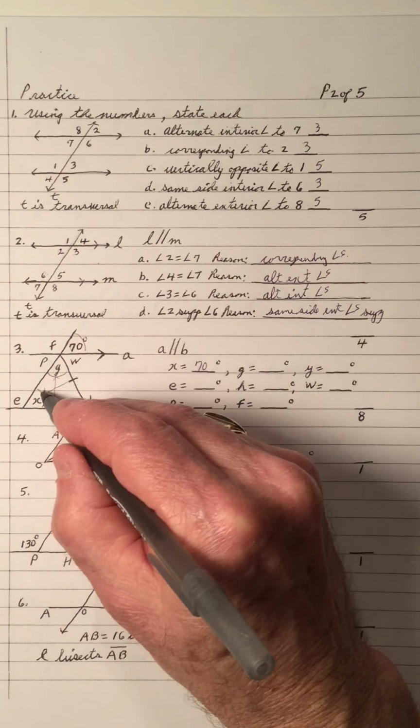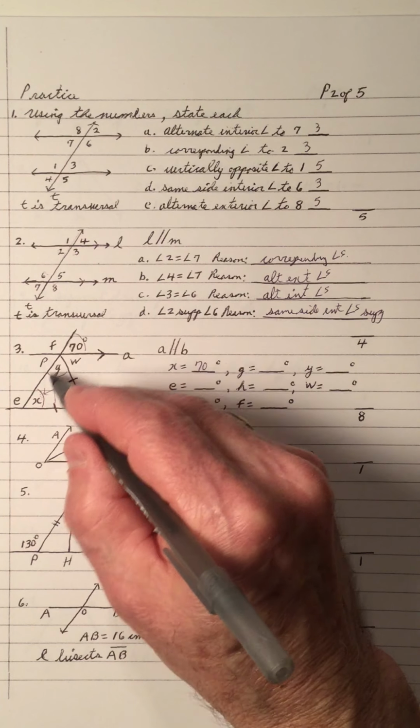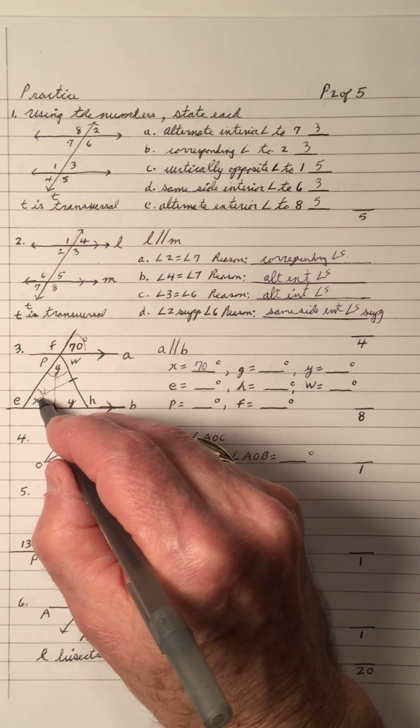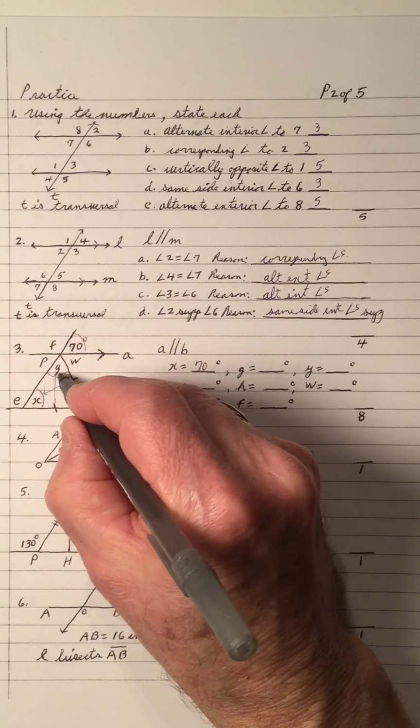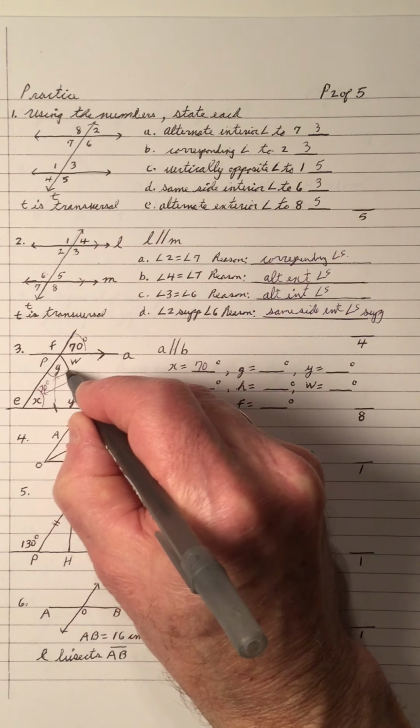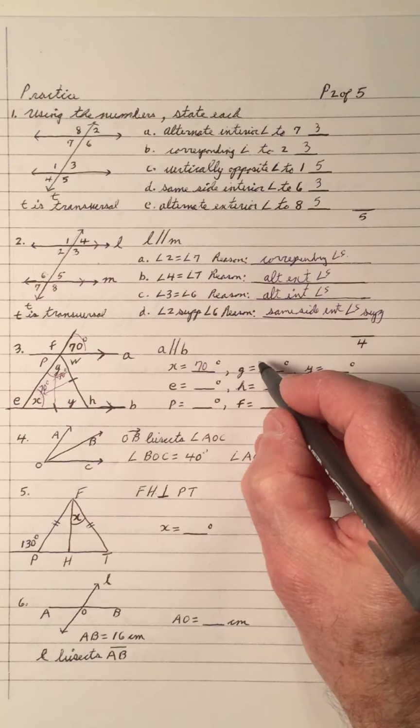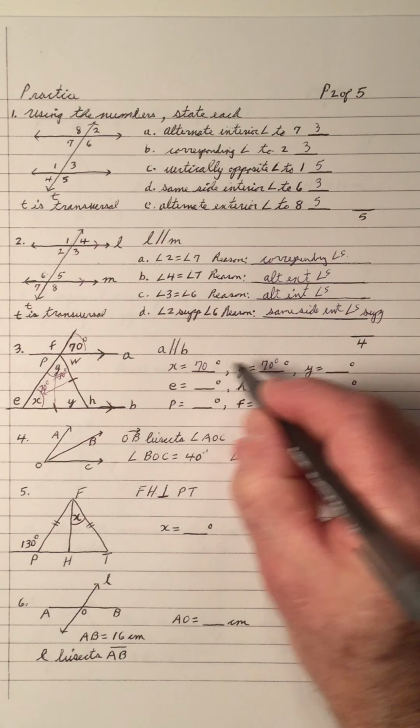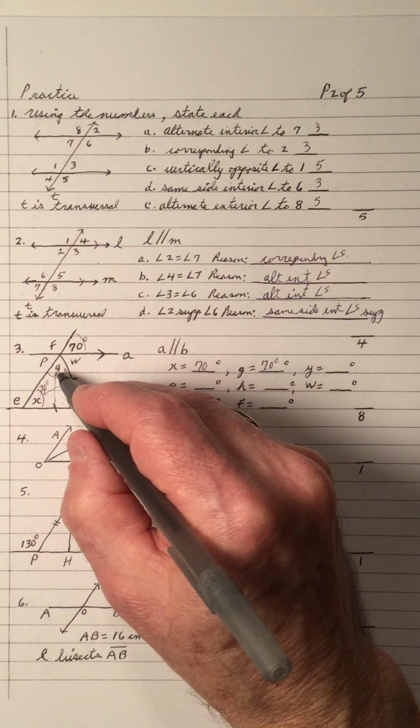They're corresponding angles. That's exterior, that's interior. And if that's 70, that means G is 70. So that's 70. So G is 70 because they're equal. So G is 70. Remember, two sides equal, two angles equal.